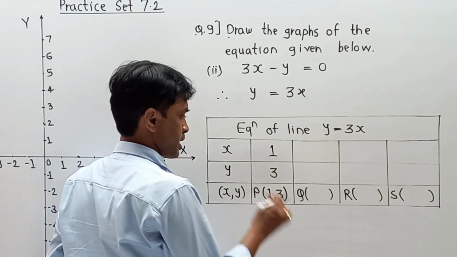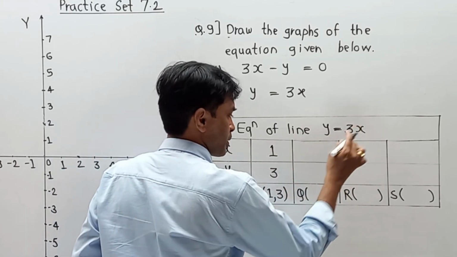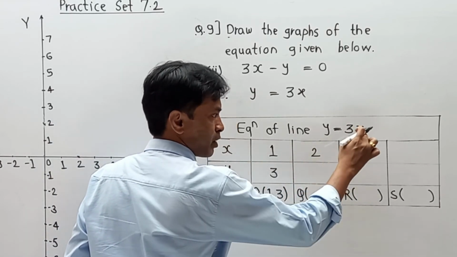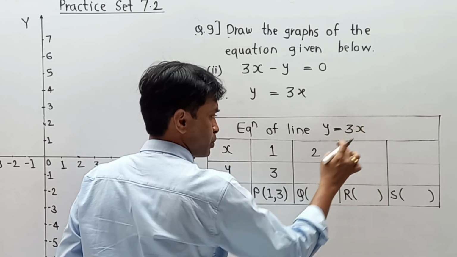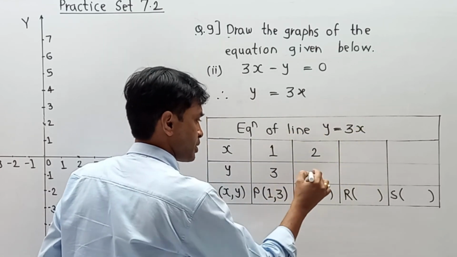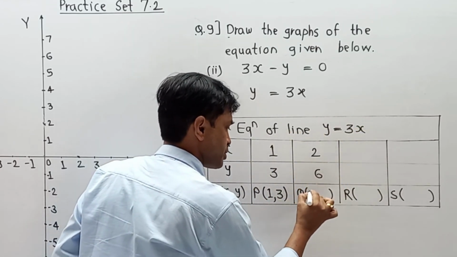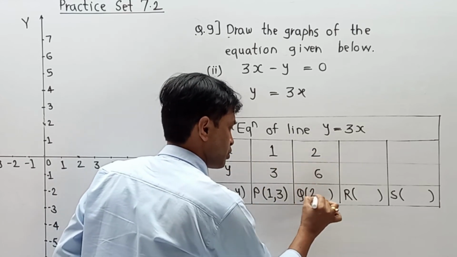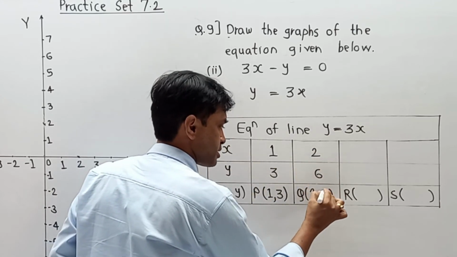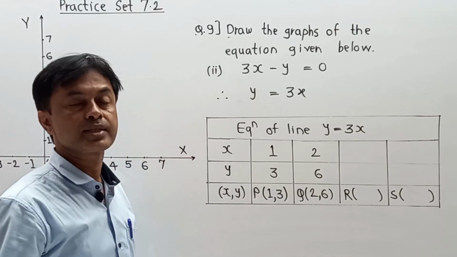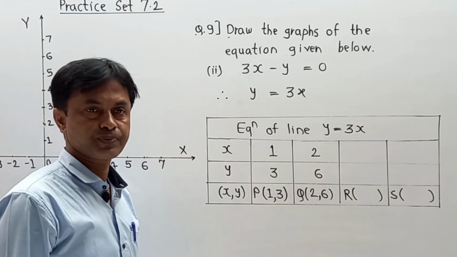Now your part is, in the second case, if I am going to put the value of x as 2, 3 into 2, the value of y becomes 6. So here it becomes 6, which means your point x is 2 and y is 6. Means 2 comma 6 is the second point. That is nothing but Q.